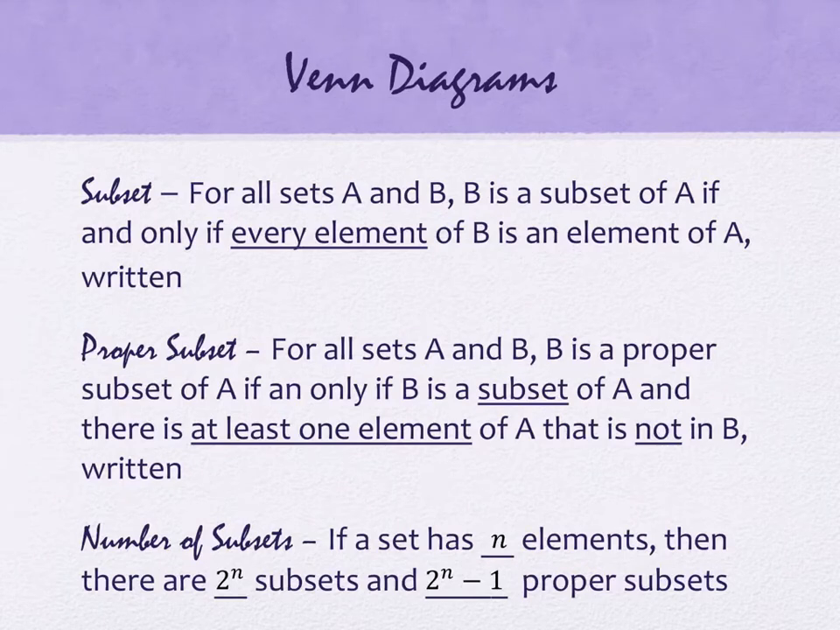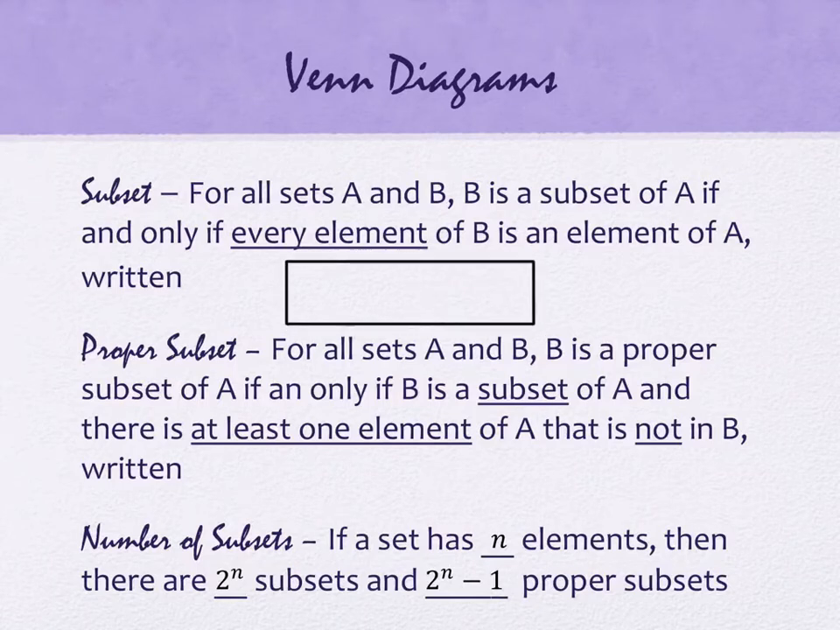We have something called a subset. A subset is a set contained inside a set. For all sets A and B, B is a subset of A if and only if every element of B is an element of A. Visually, if I were to draw this and this were my rectangle, it would look like nesting circles. That's what it would look like to have a subset.